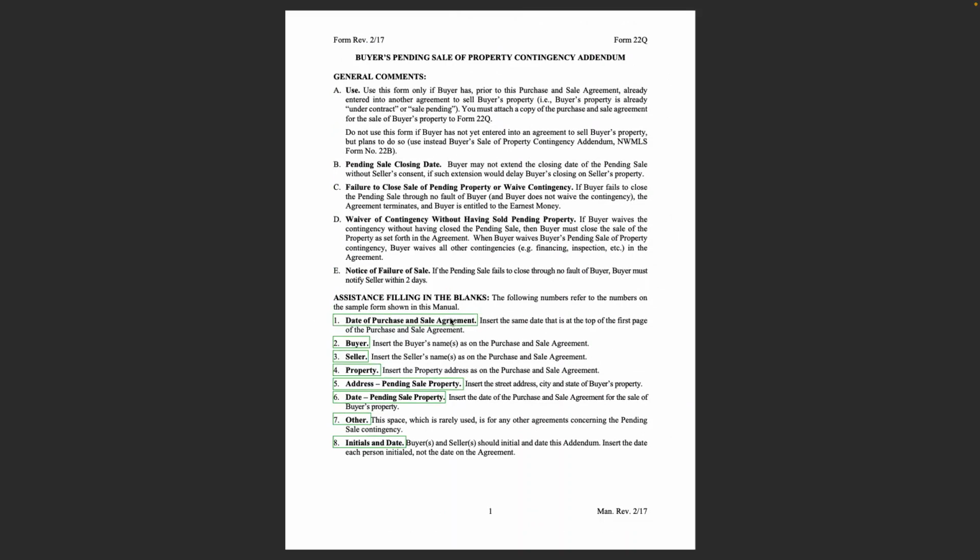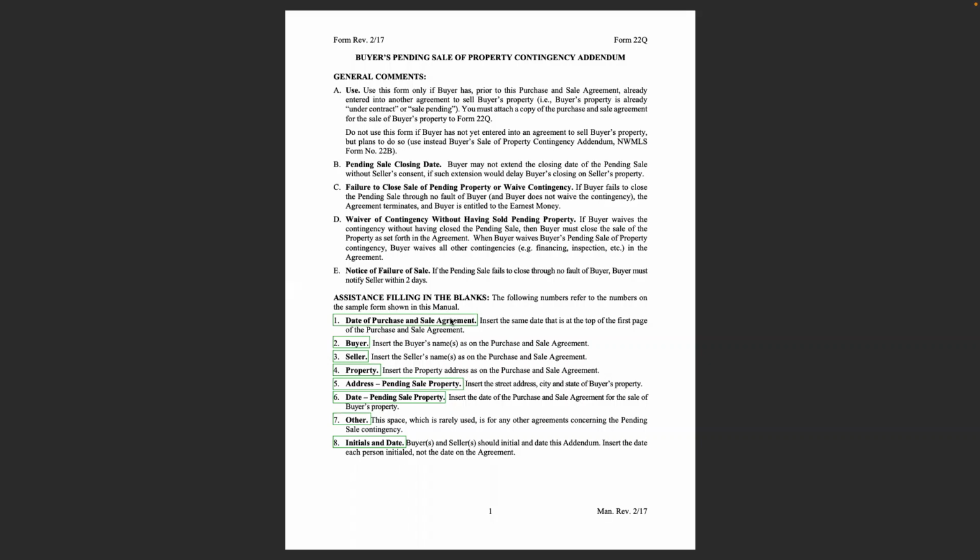Pending sale closing date. Buyer may not extend the closing of the pending sale without consent. So that's important. And then failure to close sale of pending property or waive contingency. If buyer fails to close the pending sale through no fault of buyers, and buyer does not waive the contingencies, the agreement terminates and buyer is entitled to earnest money.